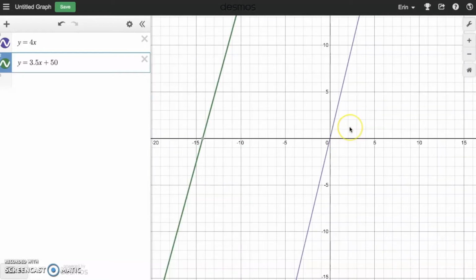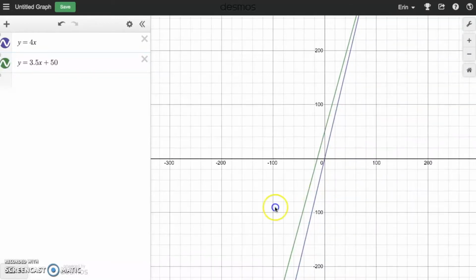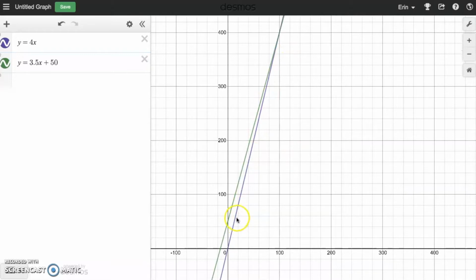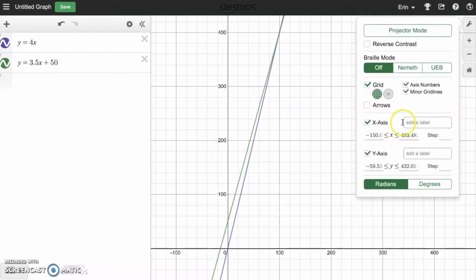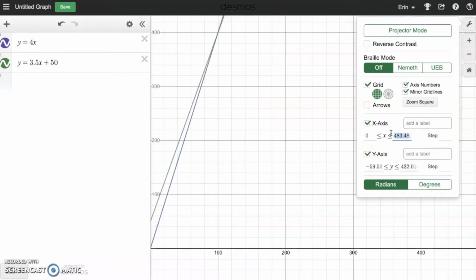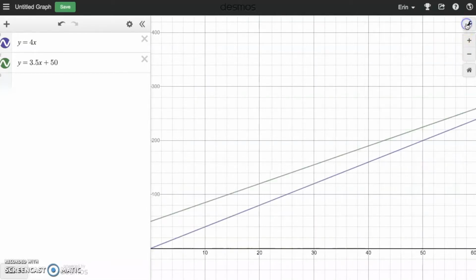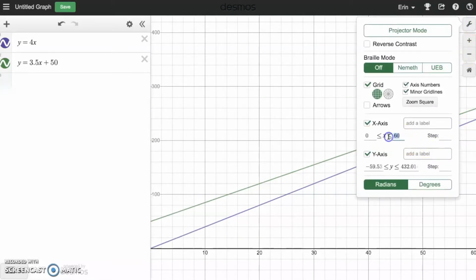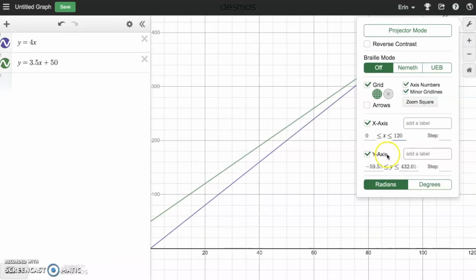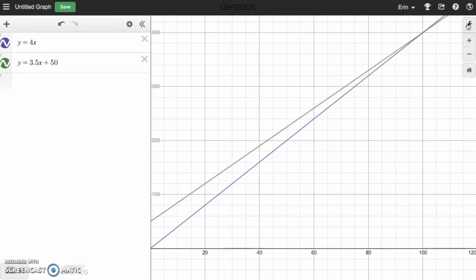And if all I do is zoom out, that doesn't necessarily help me see the situation very clearly. So we can also adjust the x and the y-axis. So x-axis, we don't need any negative times. And let's try going up to 1 minute. So at 1 minute, the lines still haven't crossed. So I'm going to add another minute. Okay, so now I'm going from 0 to 120 seconds. And now I can see where the lines cross.